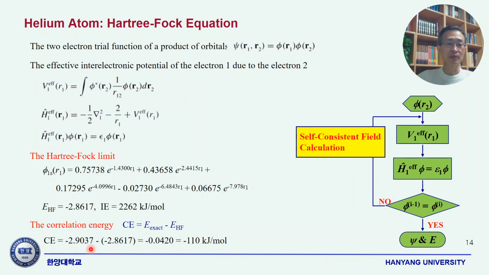And the difference between the exact energy and the Hartree-Fock energy, the orbital product energy, is what we call the correlation energy, which is, as I said, 110 kilojoule per mole. So be familiar with the Hartree-Fock limit and correlation energy.